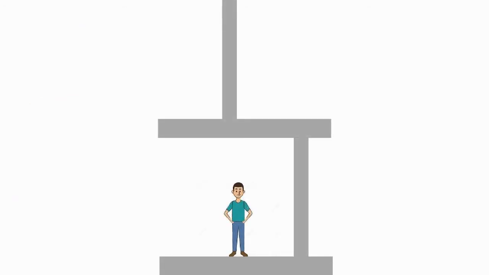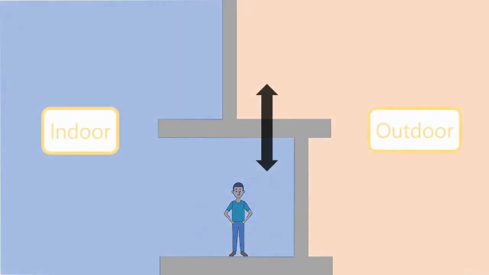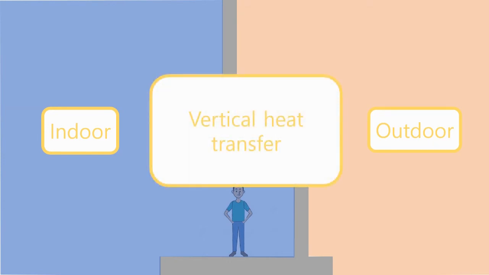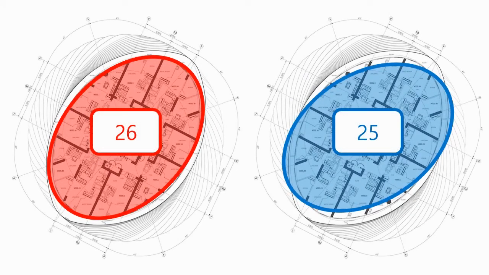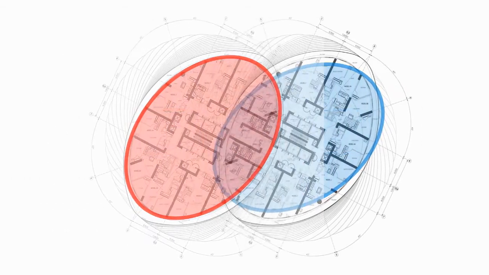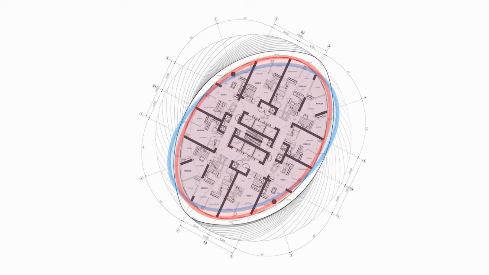In the case of protruded balconies, vertical heat transfer occurs between the upper and lower floors. There are the 25th and 26th floors. The 26th floor rotates 8 degrees from the 25th floor, which is the maximum degree of this building's rotation. There is a non-overlapping space between the two floors.